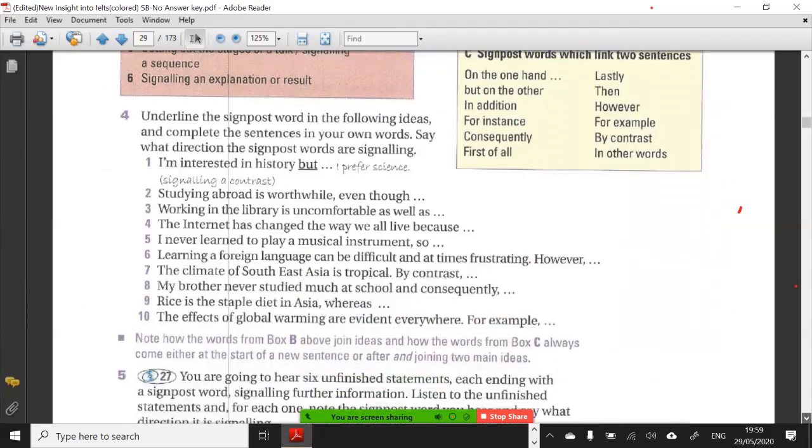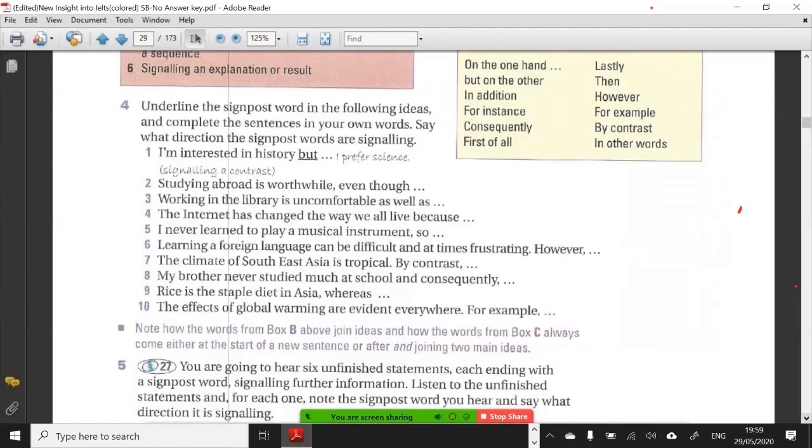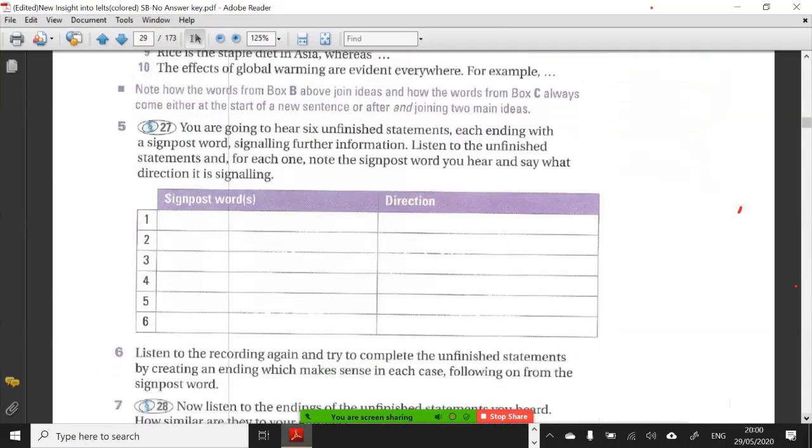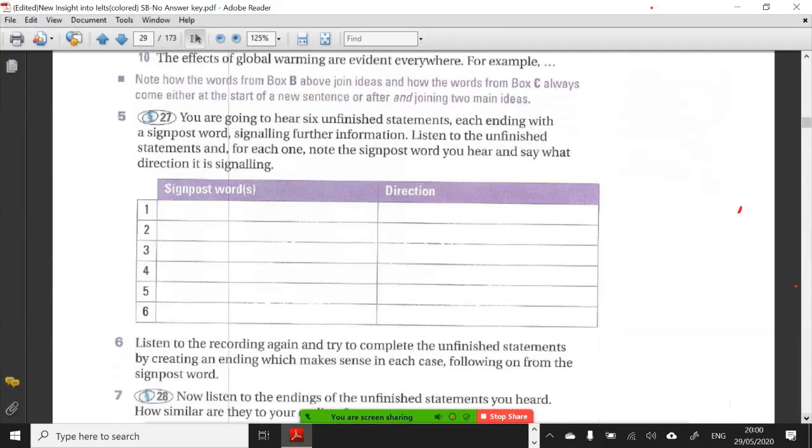Question number 4, I want someone to read. Underline the signpost word in the following ideas and complete the sentences in your own words. Say what direction the signpost words are signaling. Actually, the same thing is being explained. What we will do, we will move on. We got the idea here. Now we will look at the exercise which we will do.